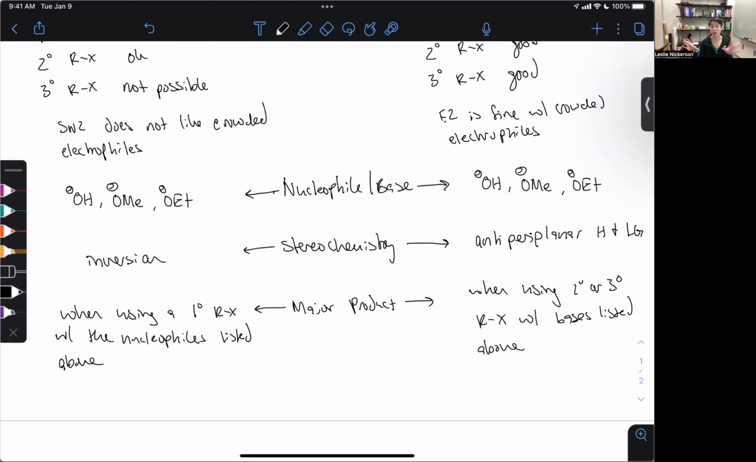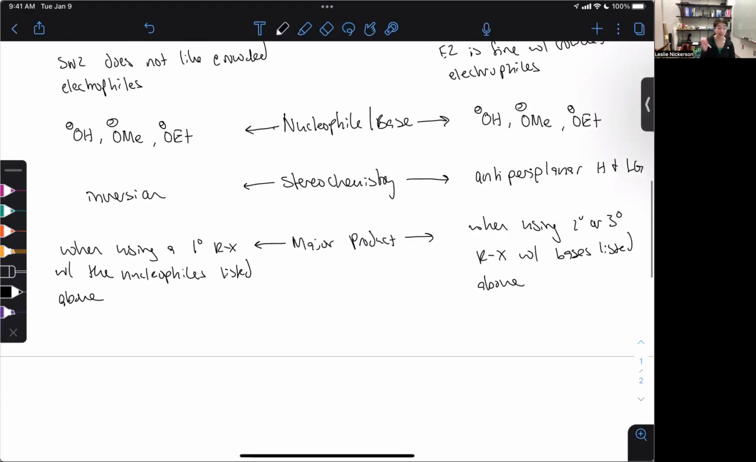For the E2, as we've seen, we can get a whole bunch of different E2 products. So the way that we decide which of those alkenes is the major product is we're looking for a more substituted alkene. That's actually going to be a more stable alkene, so we're looking for a more stable product, and we want trans over cis.